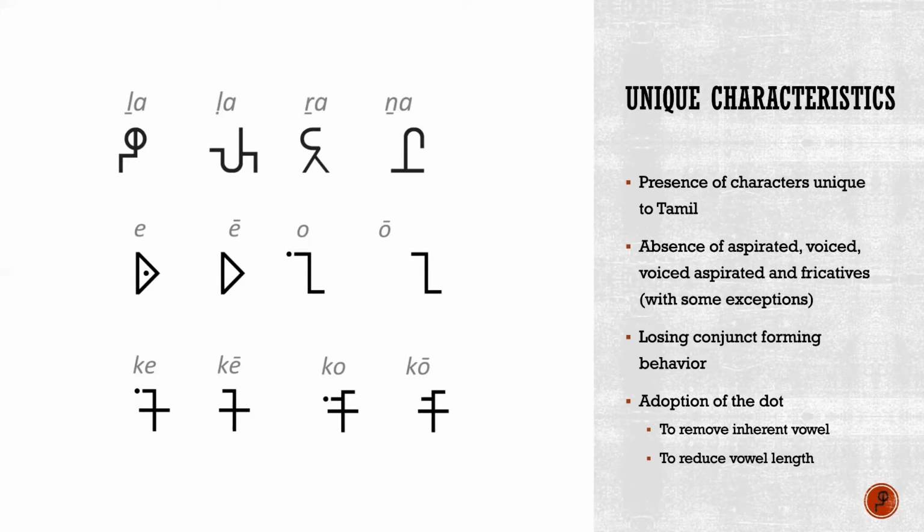And it adopts the dot. The dot serves as a marker to remove the inherent vowel. It is used to reduce the vowel length. And because of the dot, Tamil Brahmi does not use conjuncts, which makes it a far simpler script compared to the generic Brahmi.